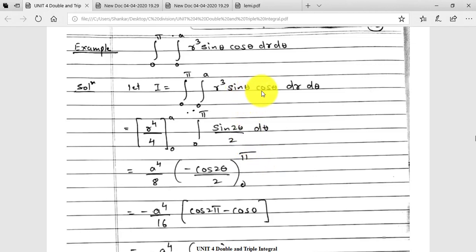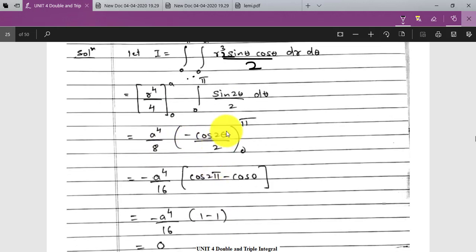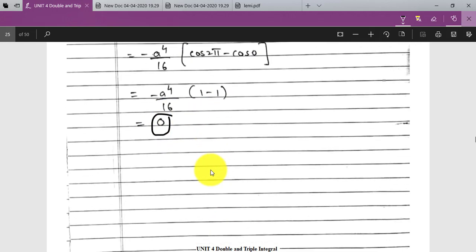Therefore sine theta and cos 2 theta. So I can write this as 2 sine theta, and adjust the 2 here. So 2 sine theta cos theta I can write as sine 2 theta. If I take this 2 outside, it becomes 8, and minus cos 2 theta. The integration of sine 2 theta is minus cos 2 theta divided by 2 over the interval 0 to pi. After simplification, that turns out to be 0.